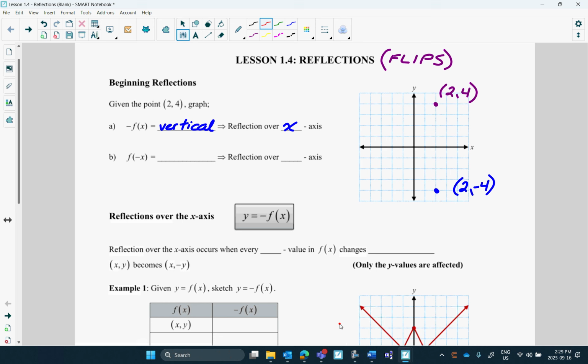If I flip it horizontally, where does it end up? -2, 4. So if I flip it horizontally, it's 2 away from the y-axis, which means the horizontal flip is going to be 2 away on the other side, or -2, 4. And we can see that the x changes sign. That is a horizontal flip, and it flips over the y-axis.